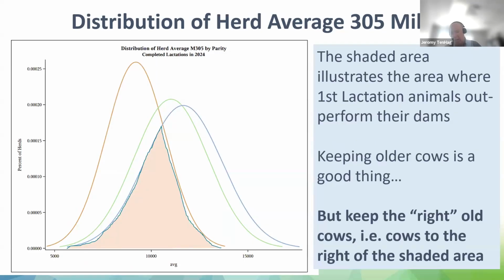Okay. So if we make it more of a visual versus a bunch of overlapping bars, the area that is shaded here would indicate all the animals, or the distribution, where lactation 1 would outperform lactation 3 plus. And that area is significant, right? So what I'm trying to get at is, not all the older cows are highly productive, and there are first lactation animals that are going to outperform those cows.